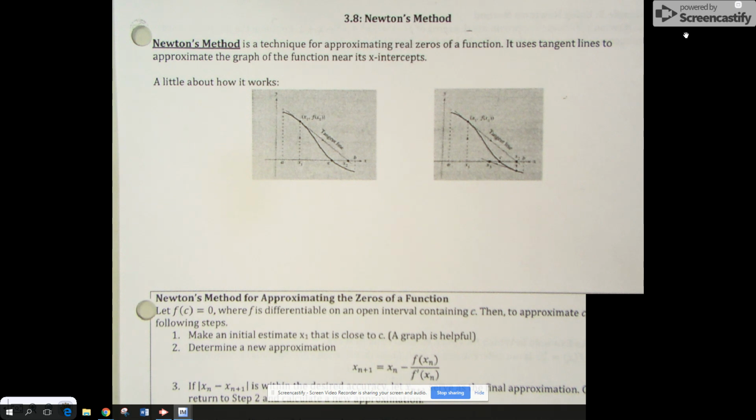Newton's method is a technique for approximating the real zeros of a function, and it uses tangent lines to approximate the graph of the function near the x-intercepts. I'm going to draw some pictures for you to try to explain sort of how it works.